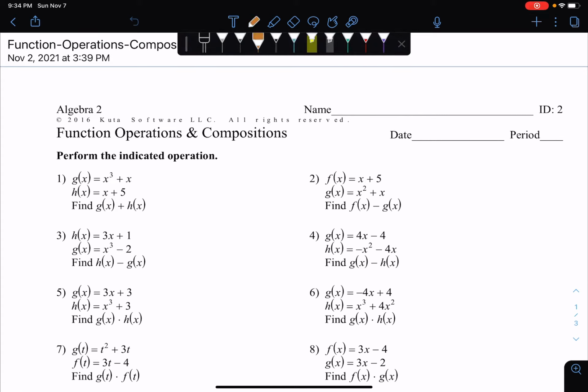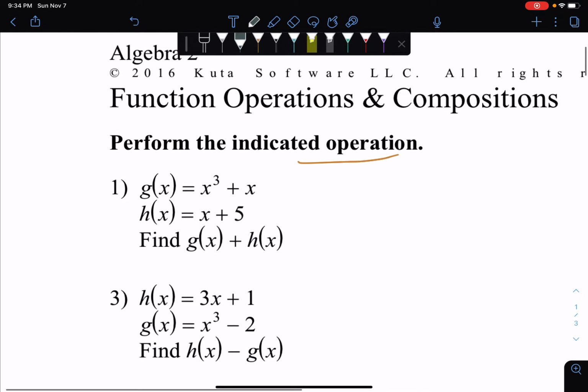Now, perform the indicated operation. As usual, our strategy for number one, we can make conclusions now. Our x is equal to x. We don't know what the constant is, so we'll encircle these. Let's enumerate.